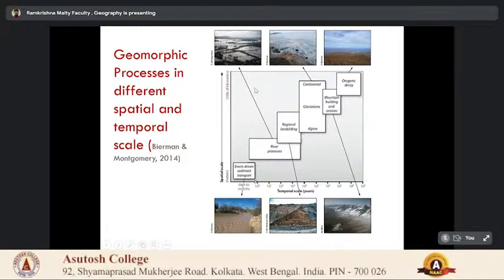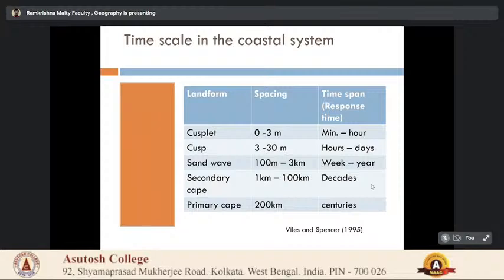Okay, so this is how the process and landforms of different spatial scales are linked with different temporal scales. If we come to the coastal areas, then this linkage would be much clearer to us. See, castellate. This is a very small scale landform, and it has a spacing between two castellates of 0 to 3 meters. And what is the time span, the response time? Minutes to hours; within a few minutes or a few hours, it is created and destroyed.